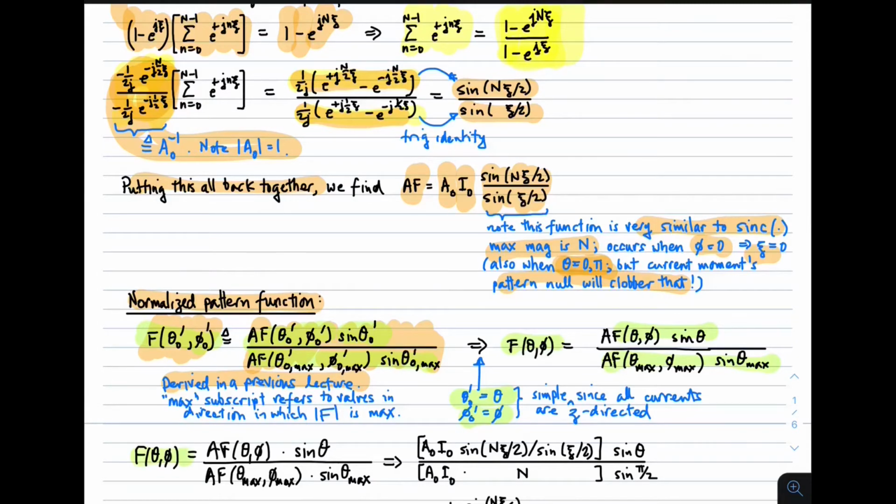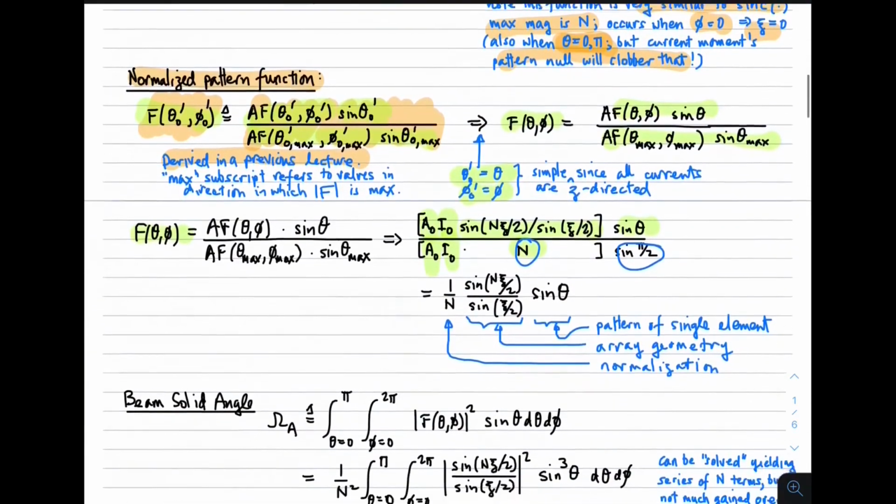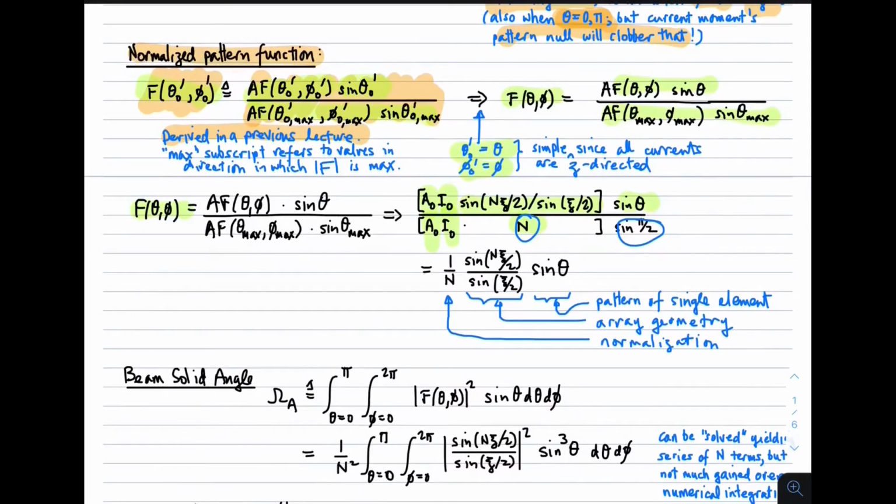So we apply that here, and just making the substitutions, we get a naught, I naught, the ratio of those sine functions times sine theta, and then the denominator, a naught, I naught, times N, because N is the maximum value of that function, and the direction in which that is achieved is theta equals pi over 2, so it's sine pi over 2 over here. Now cleaning up, we have 1 over N, the ratio of those sine functions times the element pattern. We can interpret these factors: this is the element pattern, this has to do with the array geometry, it's a version of the array factor, and this is a normalization. So that is a normalized pattern function.